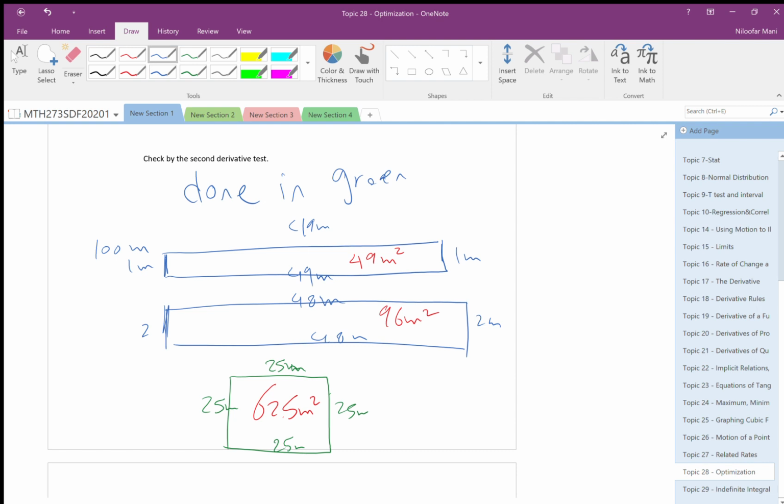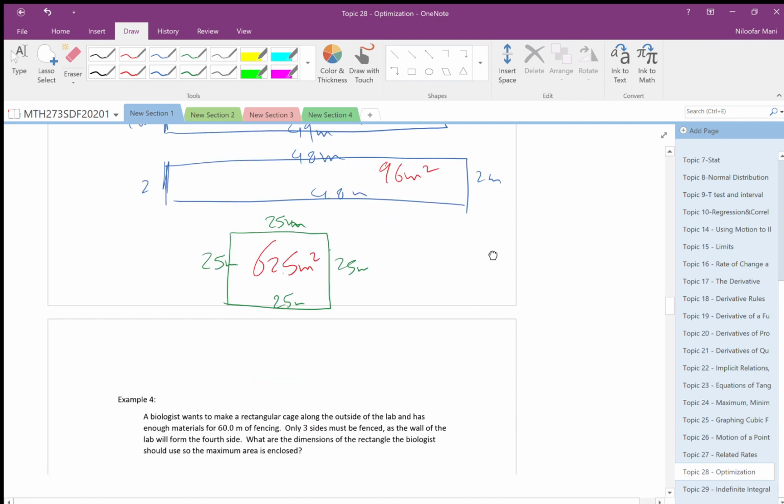Okay, so if I give you a 100 meter fence and I ask you to make a land, and the land is yours, you want the biggest one possible, and this is the way.